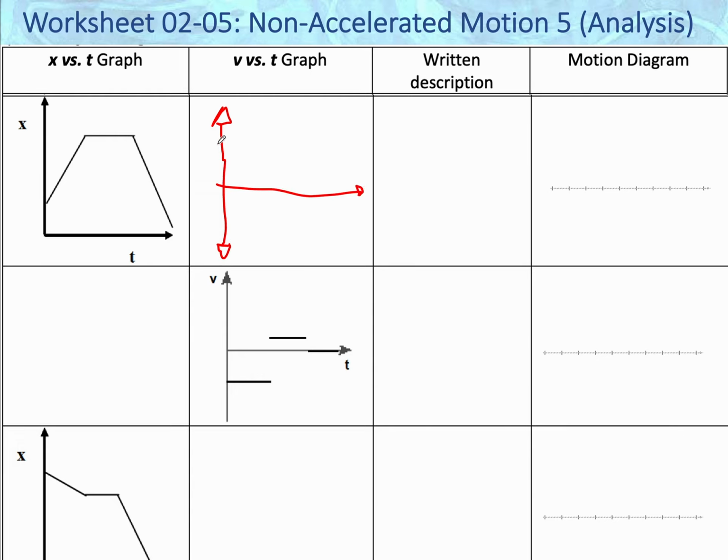Well, for the first couple seconds, it looks like I have some positive velocity to about here. Then it goes 0 for a while. I'm going to make it thicker here so it's easier to see. And then it goes very large negative for the next part.